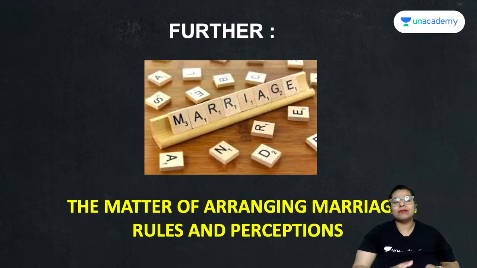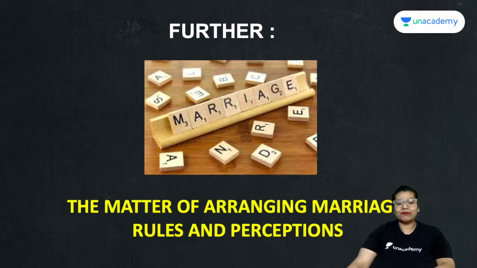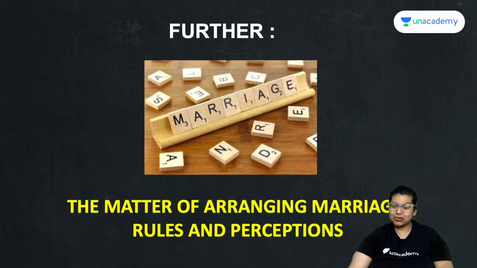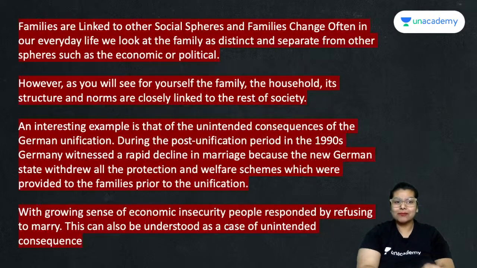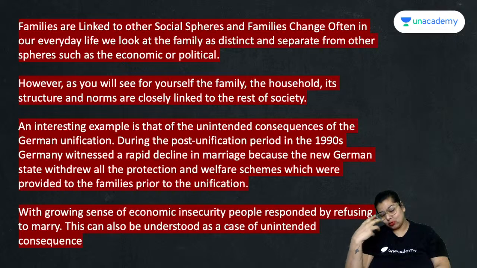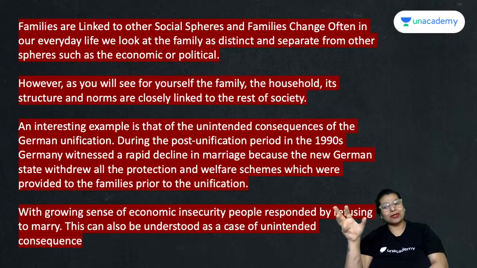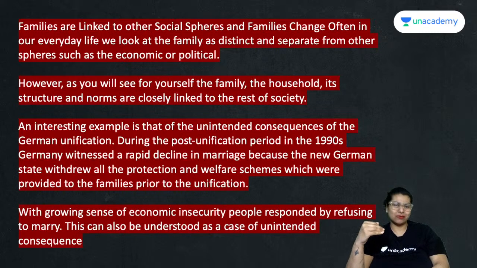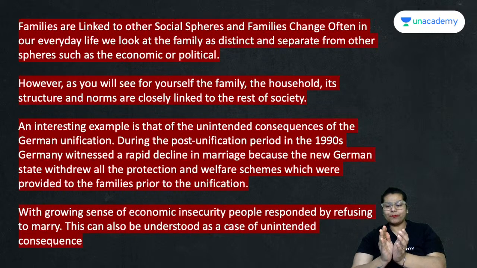The next one comes as the matter of arranging marriages, the rules and perceptions. Marriage also plays a very important role because this chapter is about discussion of social institutions, guys. Marriage being one of the most important institutions, what is important here? That the families are linked to social spheres and they are changing. Every day you see family as a distinct and separate entity, economical, political. There are different reasons. However, you will see yourself in the family that the structure is closely linked as in comparison to the rest of the society. You feel that's a major part and parcel of which you are a part.